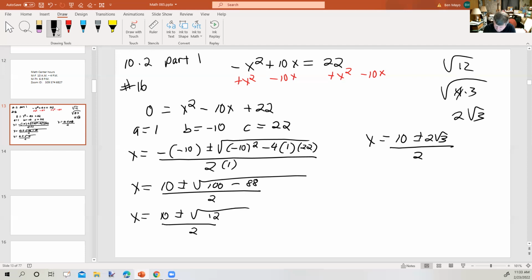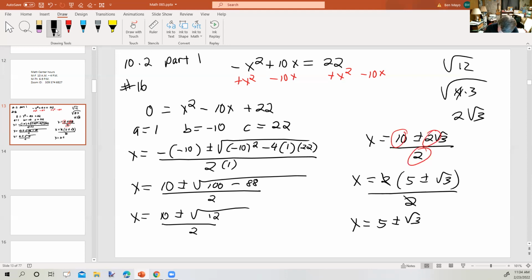Now, when you have a situation like this, and all three of those terms have a common factor, in this case they're all even, so a 2, I can reduce this down. So here's what I'm going to do. I'm going to factor a 2 out of the top. Any questions about what I did there? So now I can reduce those down. So x is 5 plus or minus the square root of 3.